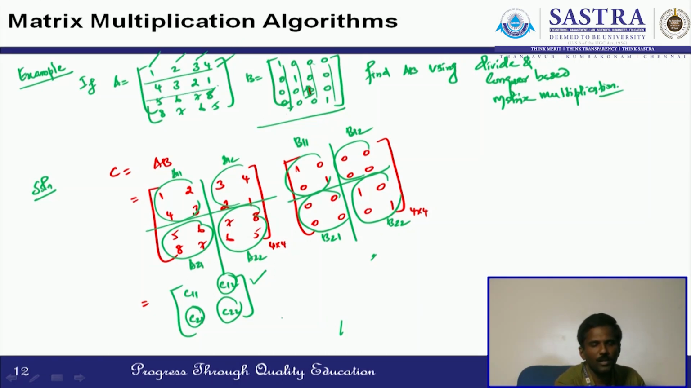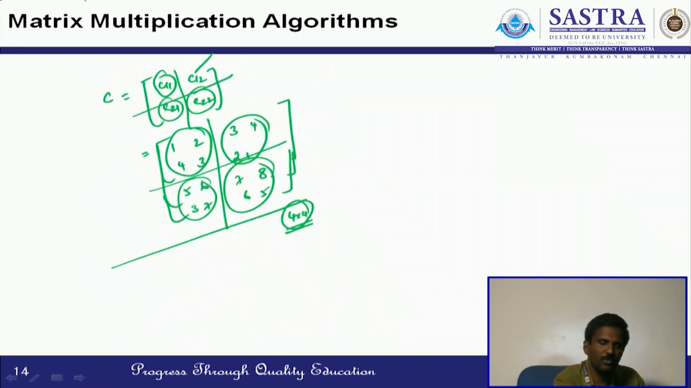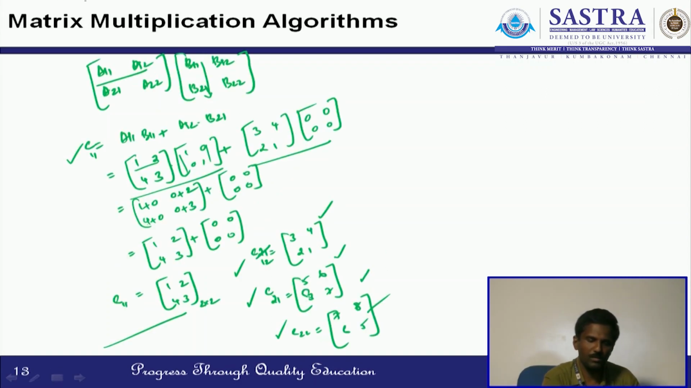Likewise, the second row is multiplied with first column, second column, third column, fourth column, and we will get this order 4, 3, 2, 1. Likewise, the third row in the resultant matrix is 5, 6, 7, 8 and the last row in the resultant matrix is this one, 8, 7, 6, 5. This is 8, not 3, 8, 7, 6, 5.